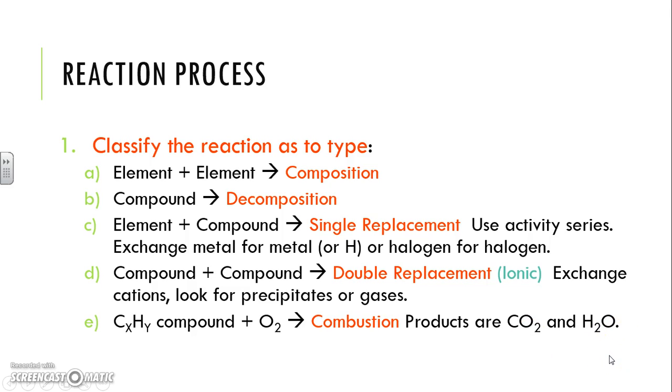These are the 5 things that you need to be able to identify and predict outcomes for moving forward in this class. On Friday, we're going to talk about how we write and how we balance chemical equations.